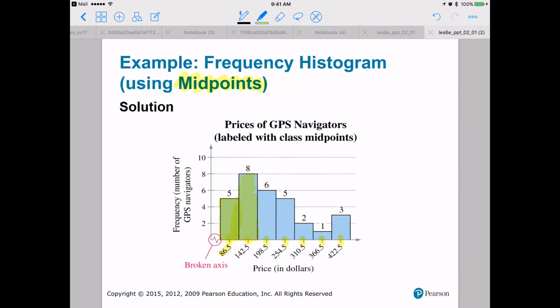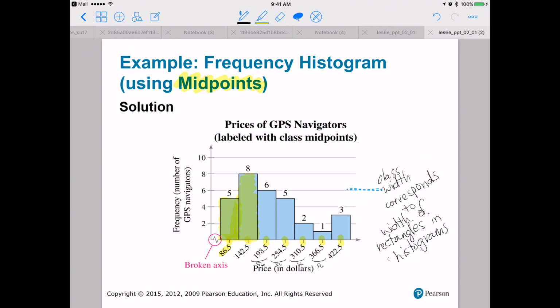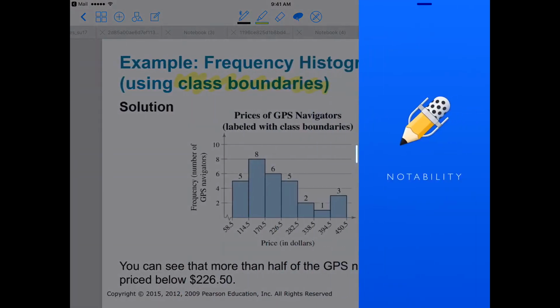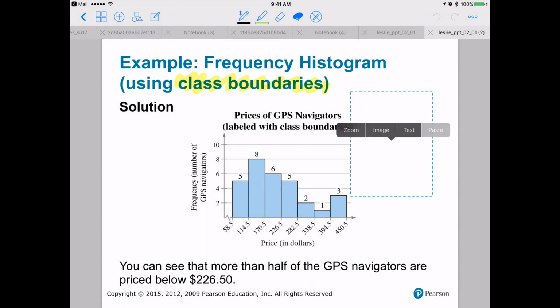Remember how we said that from here to here is 56 and between here and here is 56? The class width is that distance. That means that the rectangles are all going to have the same width. So the class width corresponds to the width of the rectangle in the histogram. So let's write that down: class width corresponds to the width of the rectangle in the histogram. That's why it's important that your class width be constant. Okay, we're going to need that. We'll put that note here as well.